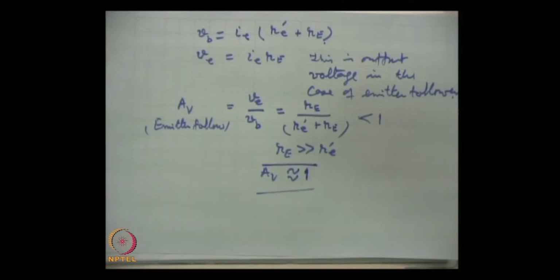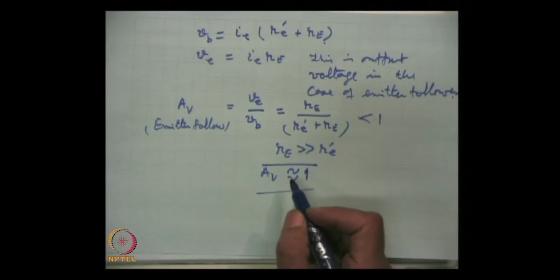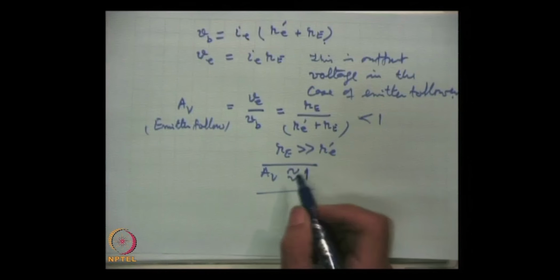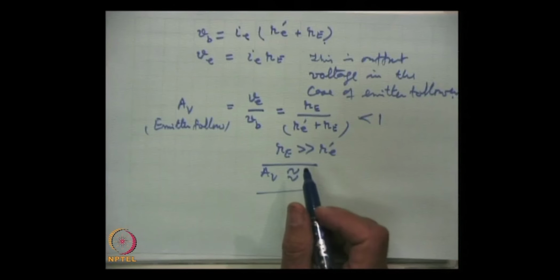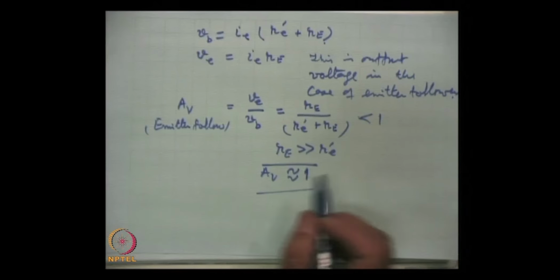So, remember, there is no voltage gain in common collector, that is emitter follower. Emitter follower does not show any voltage gain, but we can find out the current gain.